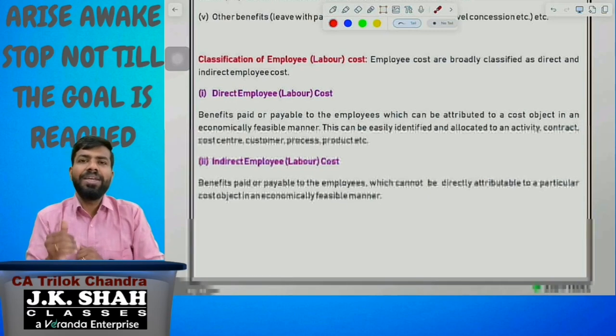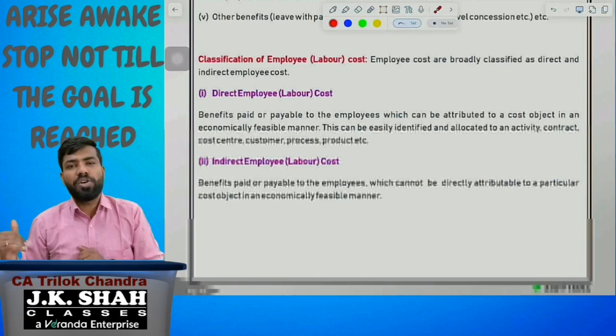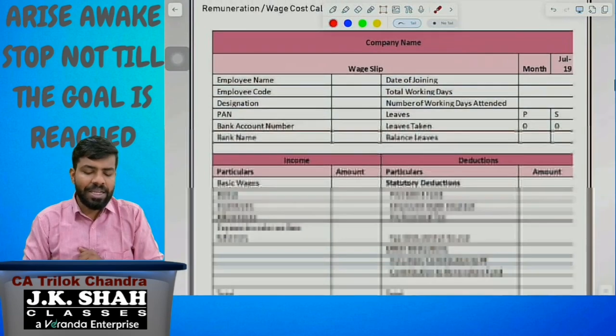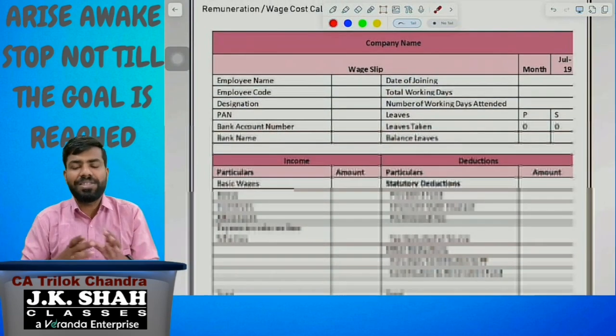Now let us start with how to evaluate the employee cost. Just for example's sake, I have taken the format of the pay slip or wage slip.